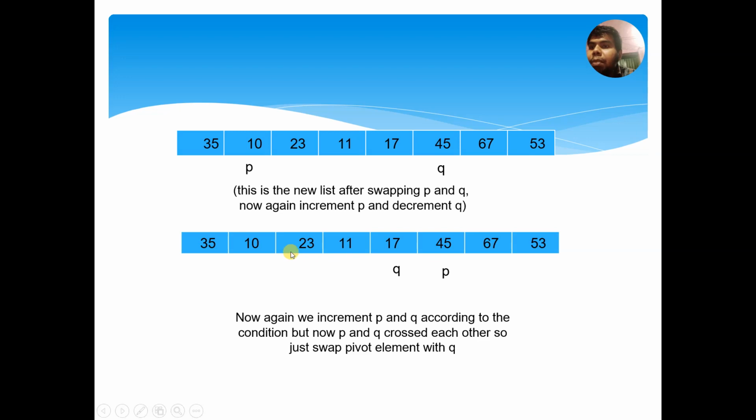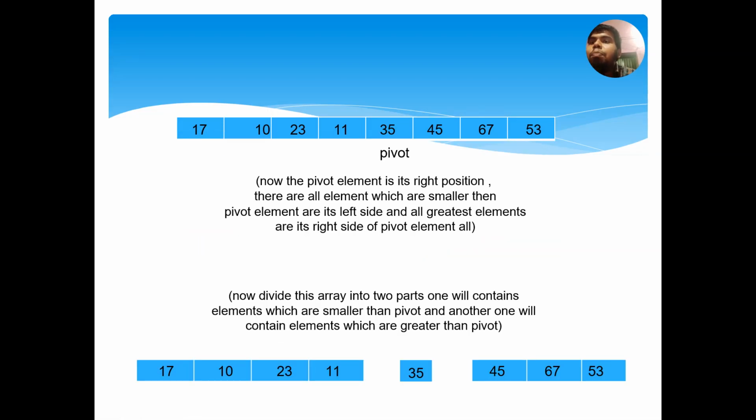Now we again increment p and decrement q according to the condition, but now p and q have crossed each other, so just swap the pivot element with q. Now the pivot element is in its right position. All elements which are smaller than the pivot element are on its left side and all greater elements are on its right side. Now divide this array into two parts.